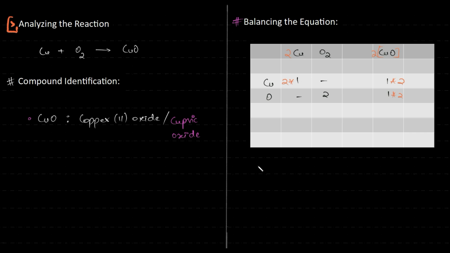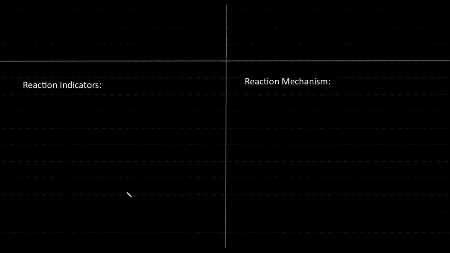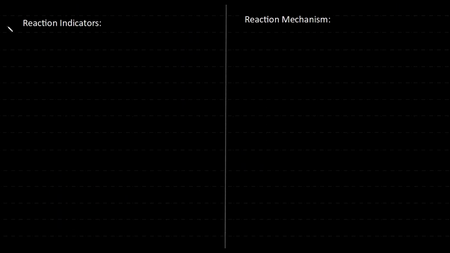So basically, we're looking at 2Cu, which is solid, plus O2, obviously a gas, and we need heat to kickstart this. Then you have 2CuO, which is a solid.